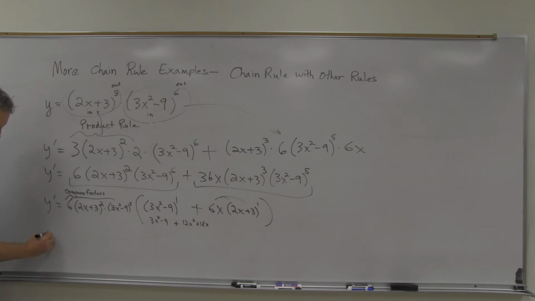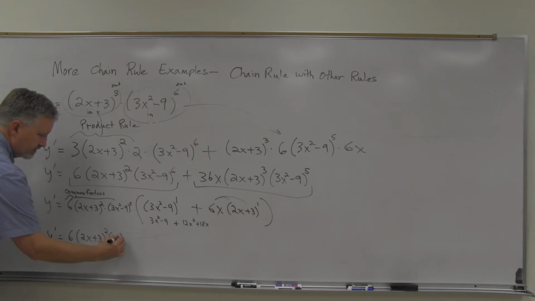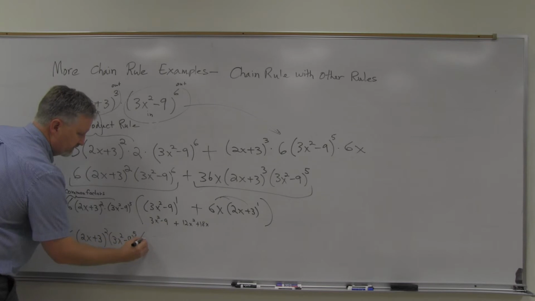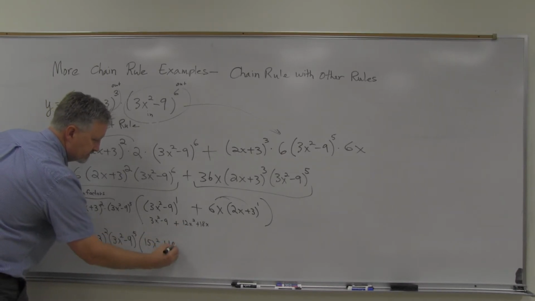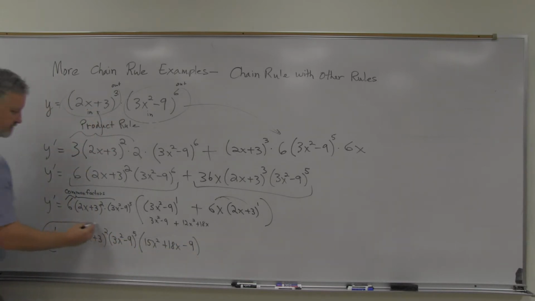So, all told, here's what the derivative is. 6 times 2x plus 3 squared times 3x squared minus 9 to the 5th times, what is it, 15x squared plus 18x minus 9, or some equivalent order thereof. So, yeah. Those can get fun.